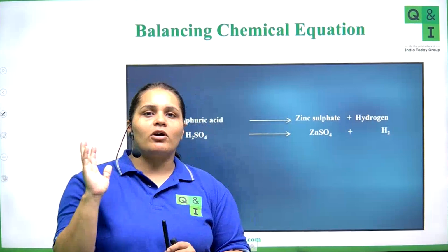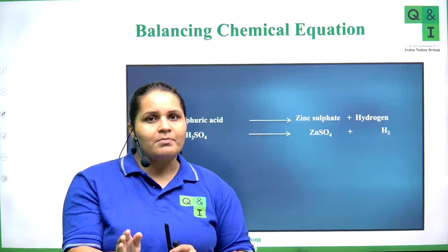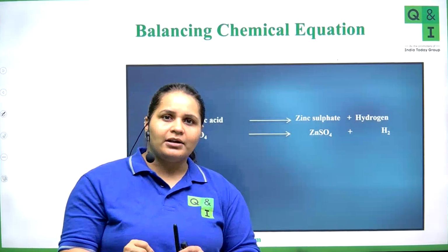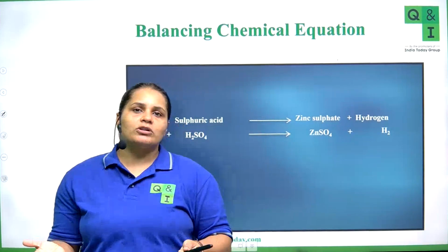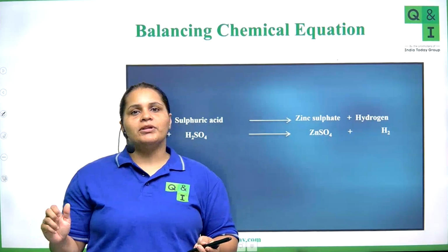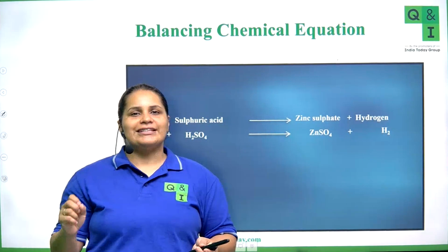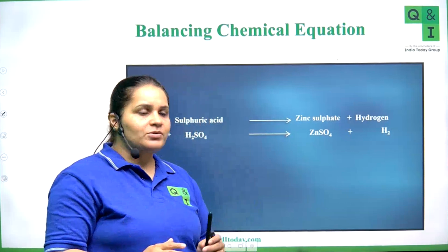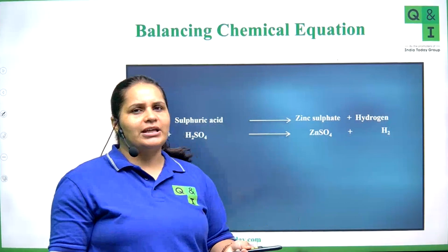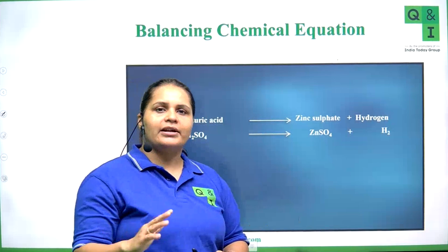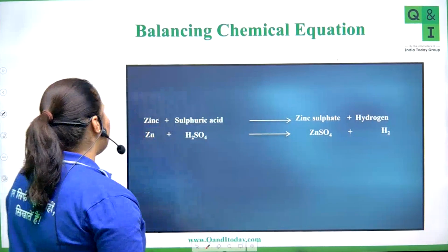If I have the same number of atoms on both sides for each element, it means the mass will also be equal, isn't it? Don't you think so? Yes, ma'am. I simply check the number of atoms, and if they are equal on both sides for each element, I would say that, okay, it's a balanced equation, because then their masses will also be equal.